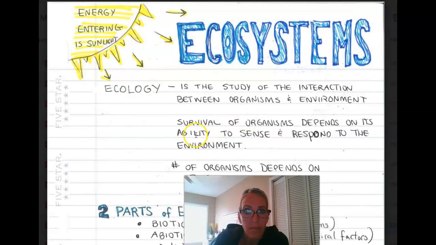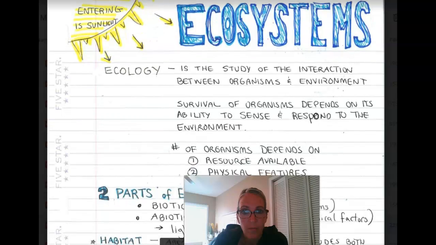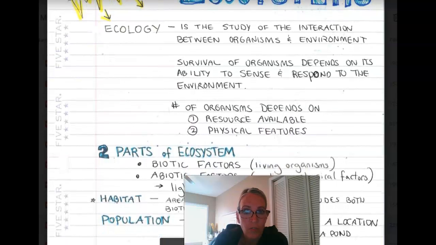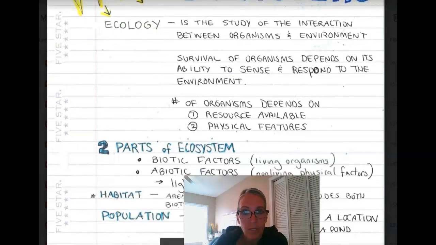In ecosystems, the survival of the organisms depends on its ability to sense and respond to the environment. So that's another way they work together. Well, the number of organisms depends on the resources available to them and the physical features.